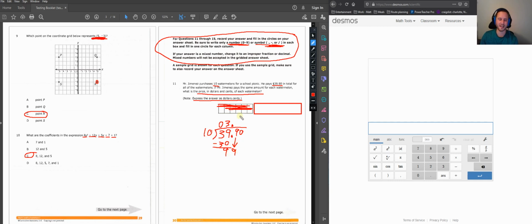10 goes into 99 only 9 times, which gets me 90. We'll subtract that to get 9. Carry down my 0. And 10 goes into 90 exactly 9 times. We'll subtract that, and it gets me 0. So this would be my answer.